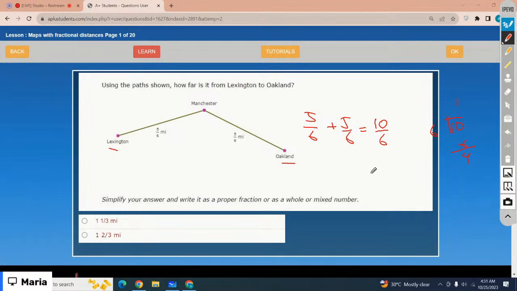So it would be 1 whole 4 over 6. And you can divide them by 2. So it would be 1 whole 2 over 3. The correct option is 1 whole 2 over 3.